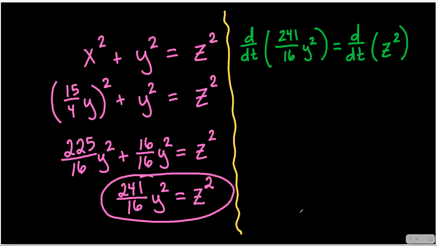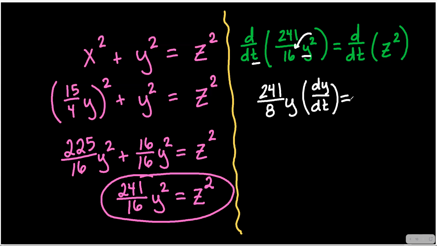And so when I take this first derivative, what I get is the 2 multiplying times this. So I'm going to get 241/8 y. And because these letters don't match, I get a dy/dt. And on this side, I'm going to get 2z. And again, because these don't match, we get a dz/dt.